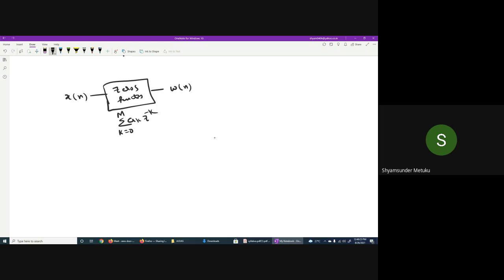So in terms of the z domain, it will be x of z, it will be y of z, correct? Sorry, w of z. Now what is w of z? To calculate the output, can I write summation k is equal to 0 to m a_k z power minus k into x of z? Yes, sir. Simple. Now input will be multiplied with the transfer function, isn't it? Yes or no?